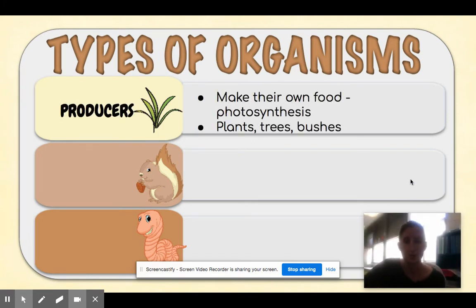First type is producers. Think producers, plants. Producers produce their own energy, so they make their own food. That process is a big, long word called photosynthesis. Some examples of these producers are plants, trees, bushes, shrubs, flowers. Any kind of plant that you can think of is a producer.